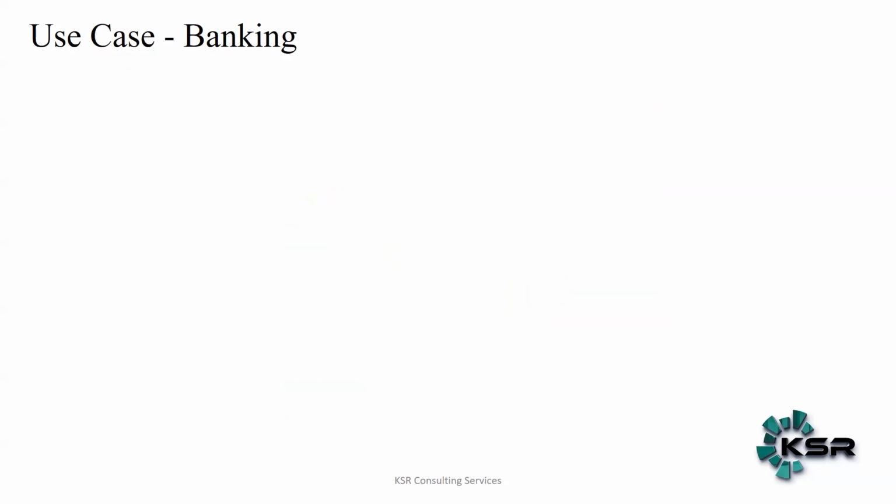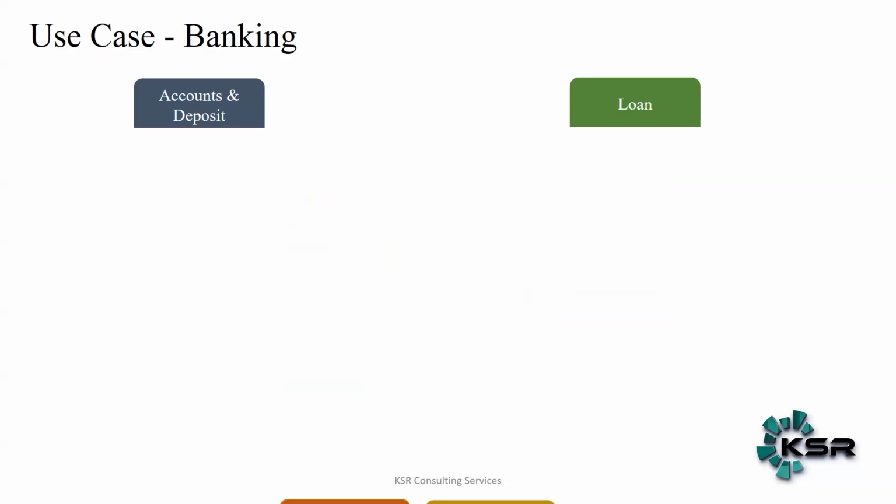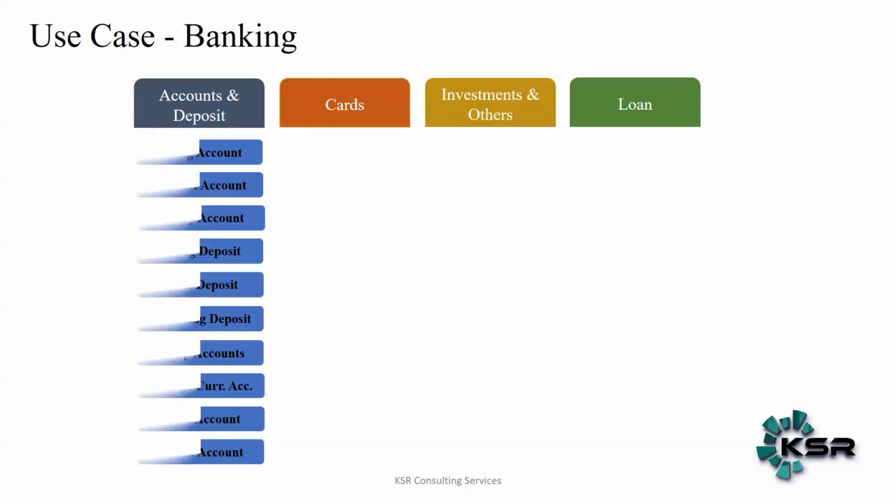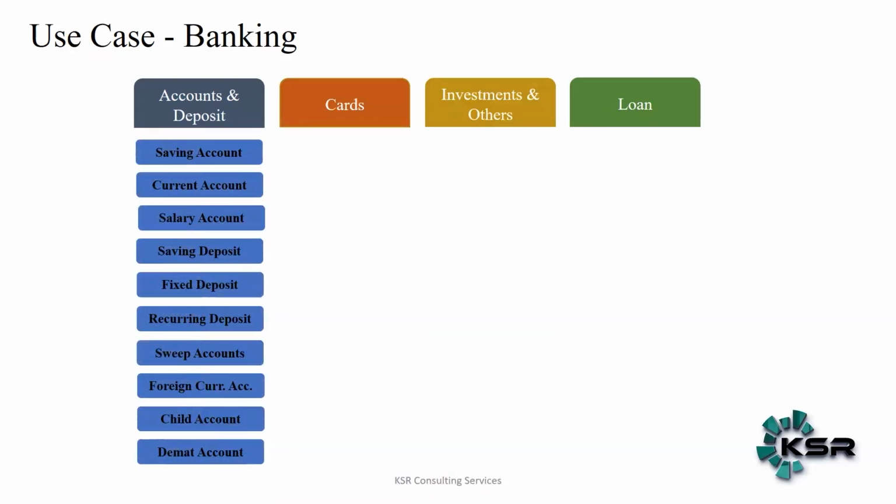Everyone is investing in banks. Everyone has a bank account, right? Every single person here has a bank account. You're keeping your money there, right? So how do banks make money? They have different types of accounts: savings account, current account, salary account, fixed account, right?